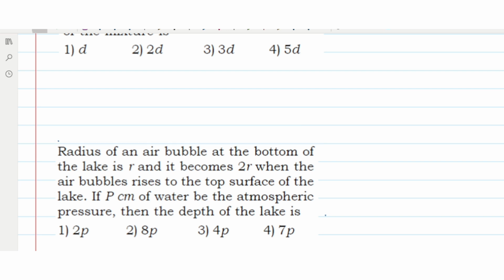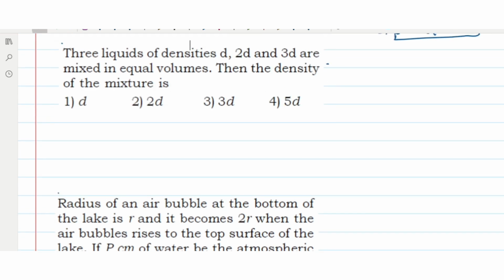Now look at the next question. 3 liquids of densities D, 2D, 3D are mixed in equal volumes. Then they are asking for the density of the mixture. When 3 liquids are mixed, the formula is density equals mass by volume. Then the density of the mixture is m1 plus m2 plus m3 by its volumes, v1 plus v2 plus v3. Now masses are not given; densities and volumes are given here.